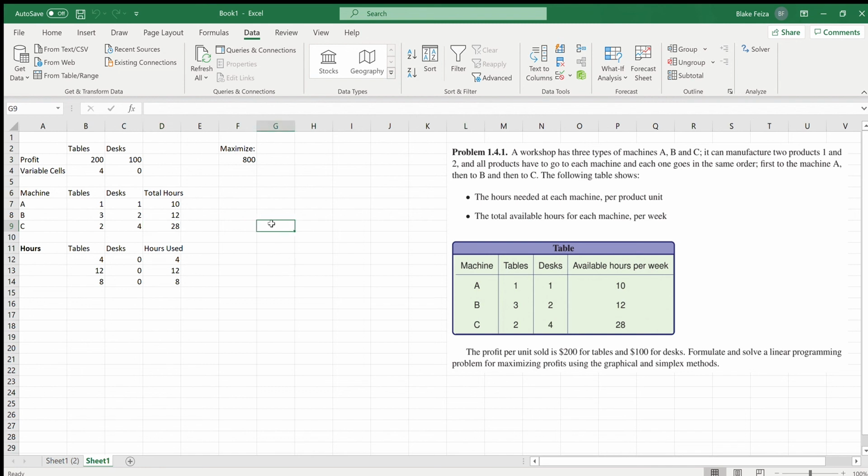So just to recap here, we did set up all of our tables and run our Solver, and we have a maximum profit of $800. And that is with 4 tables per week and 0 desks per week. And that's how you set up an LP inside of Excel and use Solver.